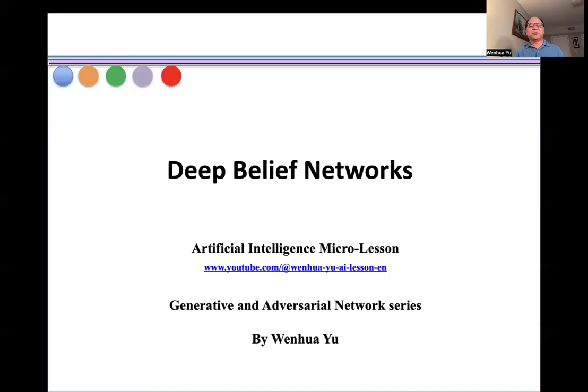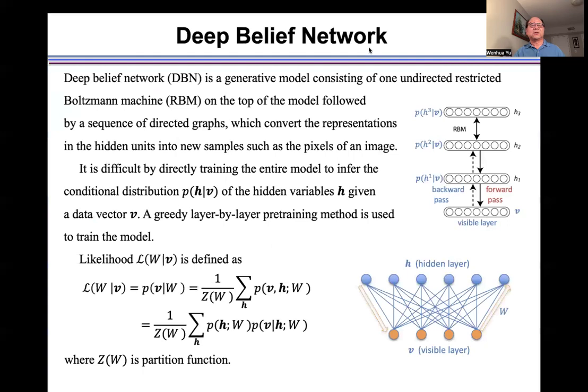This video introduces deep belief networks. A deep belief network is a generative model consisting of one undirected restricted Boltzmann machine on the top of the model, followed by a sequence of directed graphs, which convert the representations in the hidden units into new samples, such as the pixels of our image.